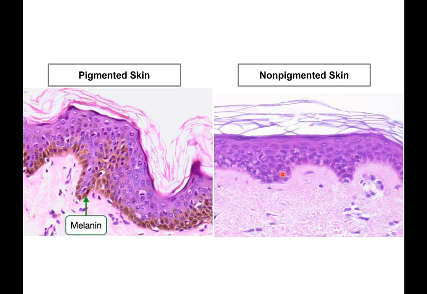Note that although individuals generally have the same number of melanocytes, it is the amount of melanin produced by their melanocytes that varies from person to person.